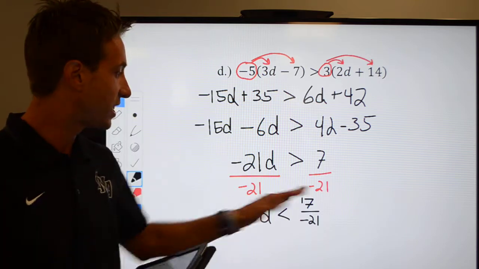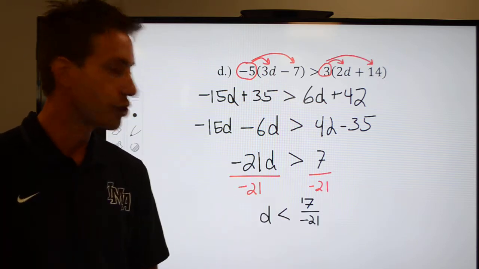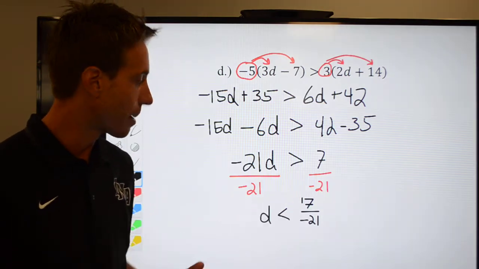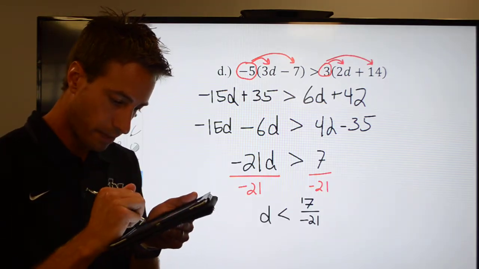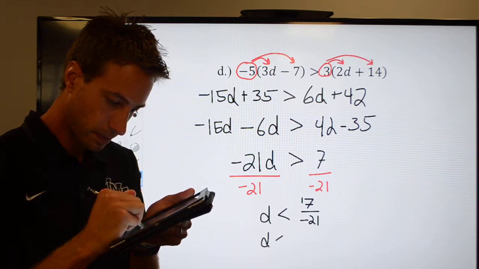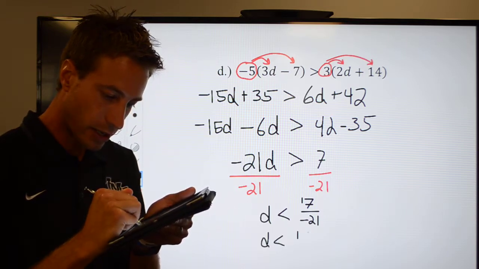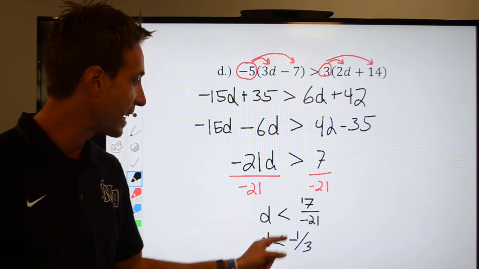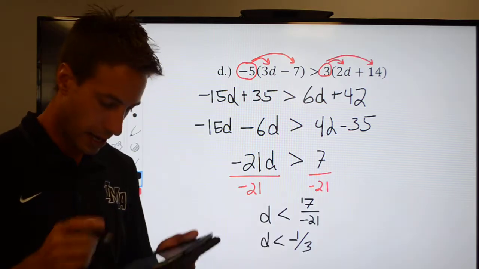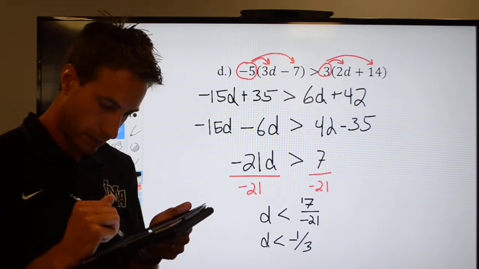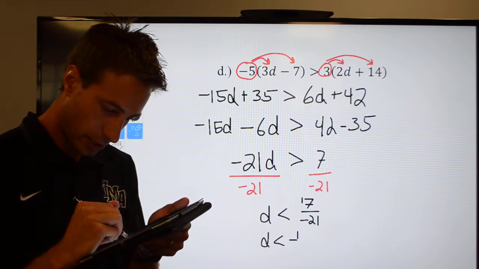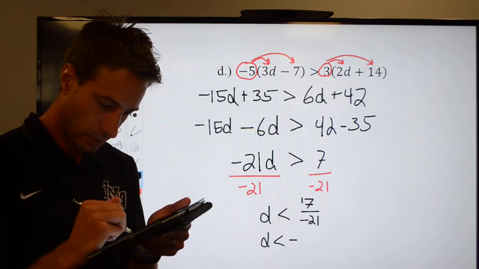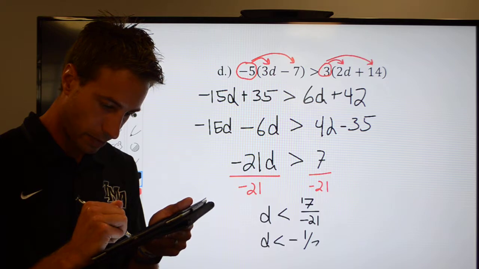Well, those 7 and 21 are going to share a common factor of 7. 7 divided by 7, of course, is 1. And negative 21 divided by 7 is 3. And so we wind up with negative 1/3. That negative squeezed in there where I didn't want it to. There we go. Negative 1/3.